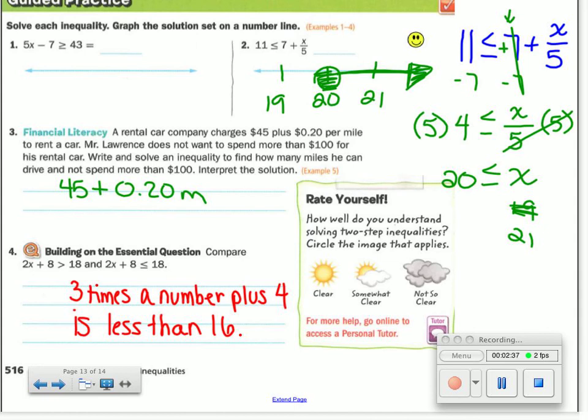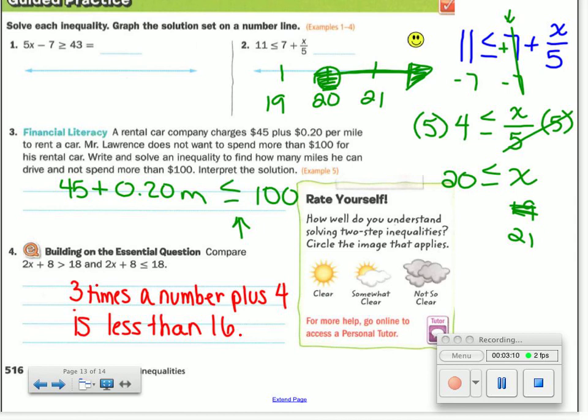It says Mr. Lawrence does not want to spend more than $100. So is spending $100 okay? Yeah. Is spending $99 okay? Yeah. So less than 100 and equaling 100 is okay. Is spending $101 okay? No. So what symbol would I want here to represent that this amount needs to be at 100 or under 100? Less than or equal to? Very good. Less than or equal to.